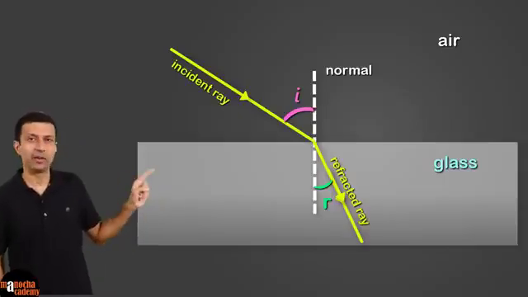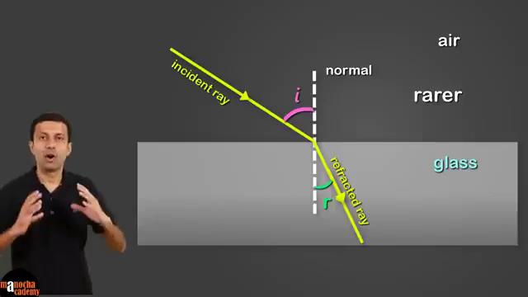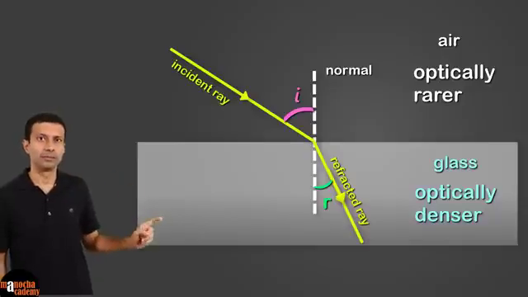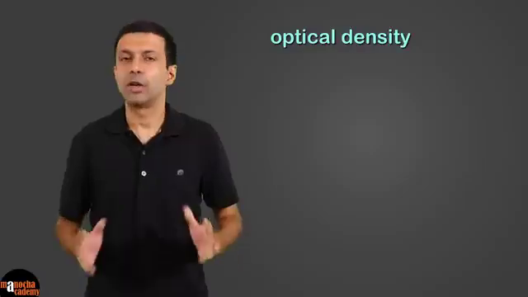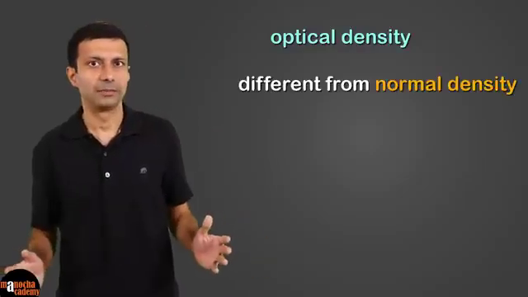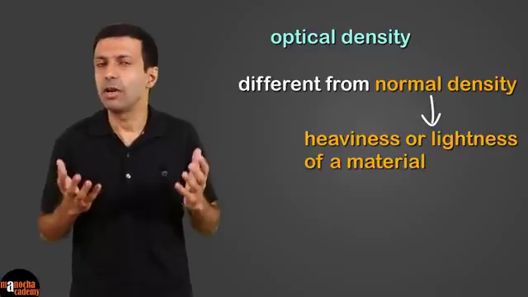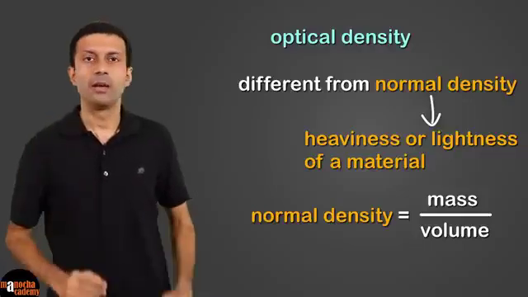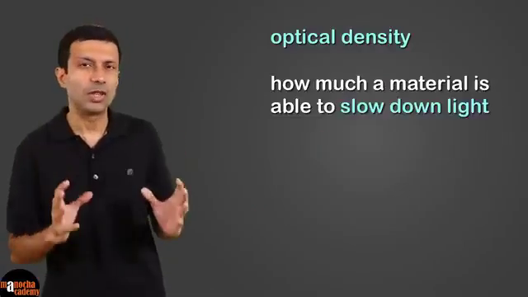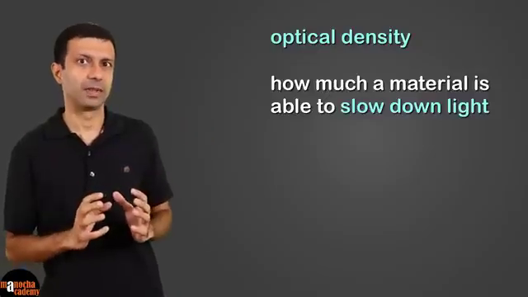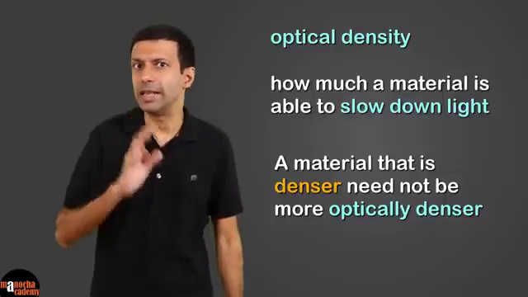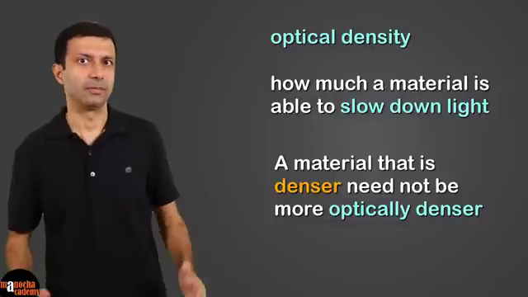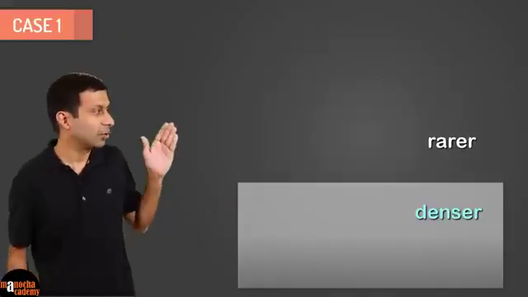Here, air is the rarer medium, or to be more precise, optically rarer medium, and glass is the optically denser medium. We use the term optical density because it's different from normal density. Normal density is the heaviness or lightness of a material and is measured as mass by volume. But optical density measures how much a material is able to slow down light. And note that a material that is denser than another one need not be optically denser than the other material. So this was our case 1.